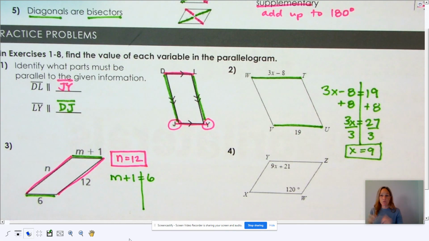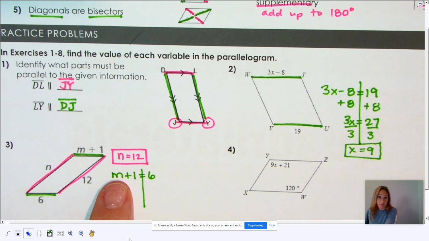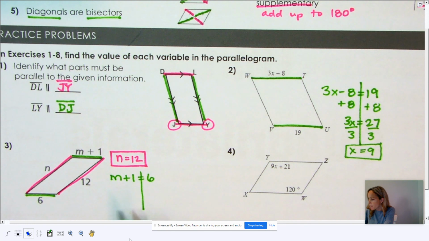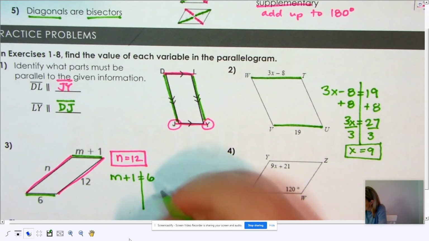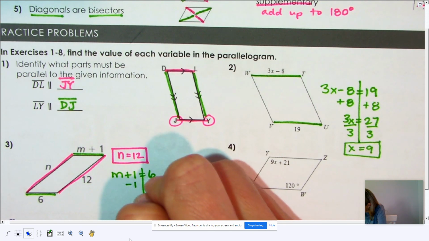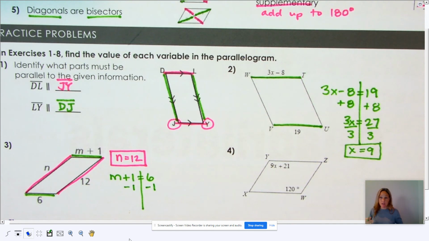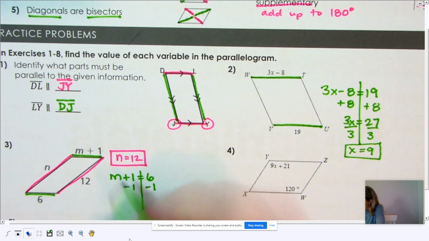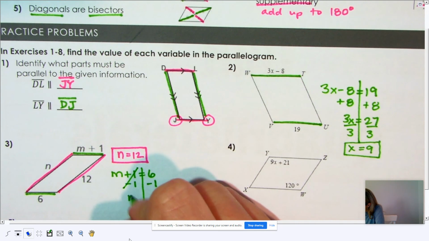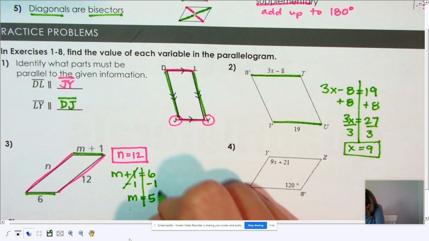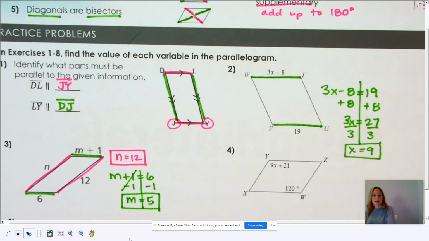There's my little line where my equation is perfectly balanced. And then what I do to one side, I have to do to the other side. I want to get m all by itself. I want to isolate the variable. So the opposite of adding 1 would be subtracting 1. So I'm doing the inverse operation, the opposite, in order to get my letter by itself. So those things cancel each other out. So I have m is equal to 5. All right, and there's our 2 answers for question number 3.